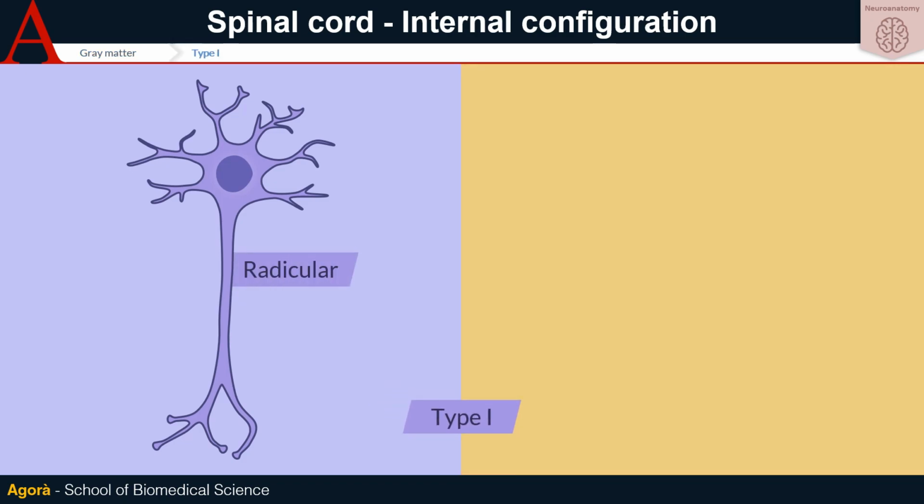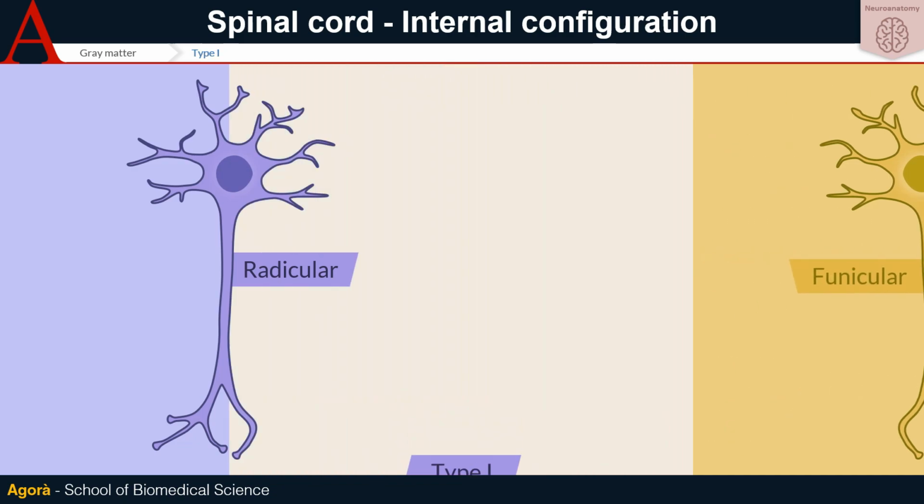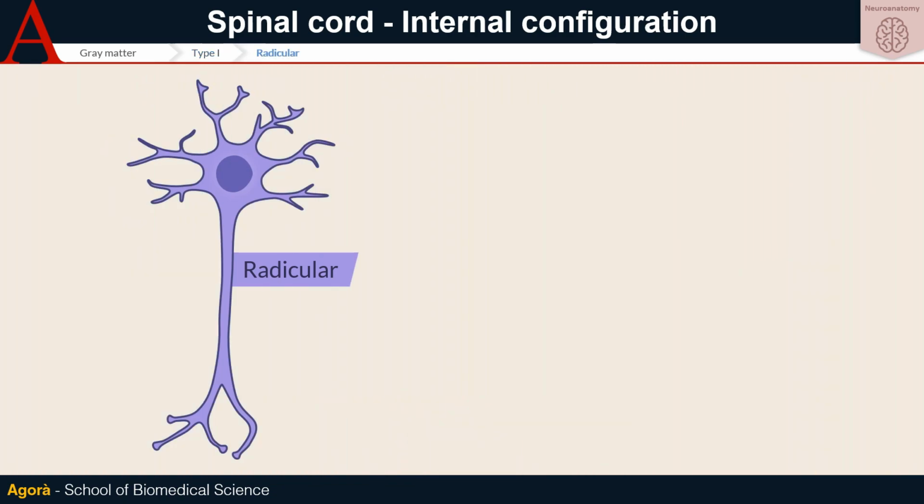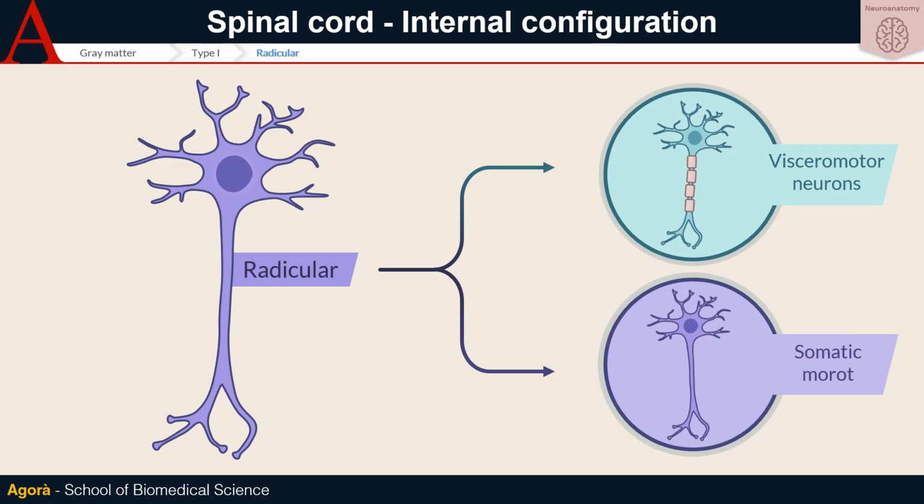Type 1 Golgi cells can be classified into radicular neurons and funicular neurons, based on the direction of their axons. Radicular neurons, as their name suggests, are directed towards the anterior roots of the spinal nerves. At this point, they can be divided into visceral motor neurons, belonging to the autonomic nervous system, and somatic motor neurons belonging to the somatic nervous system.